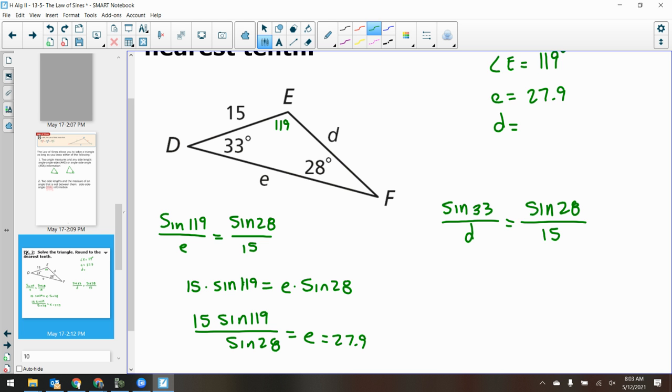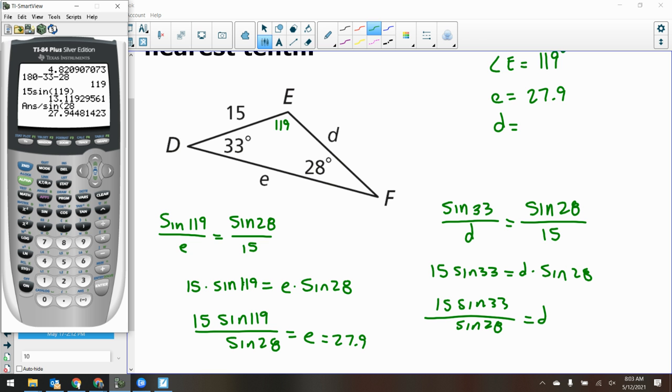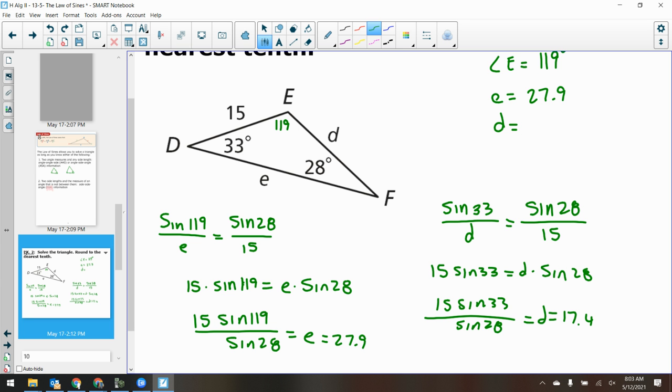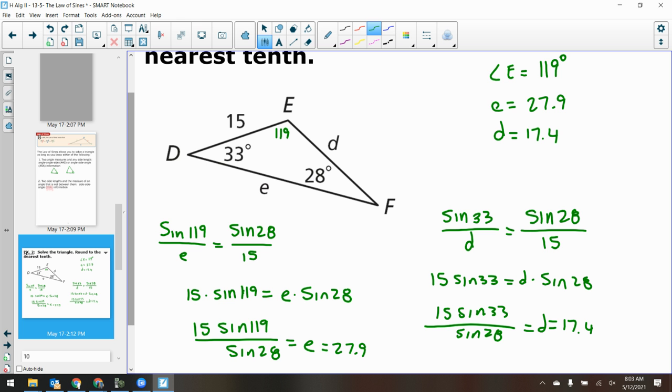And now we again just cross multiply and divide. 15 sine 33 is equal to D times the sine of 28. So I divide over the sine of 28, I get 15 sine 33 divided by sine of 28, which gets me 17.4. Okay, and there's all of my information that I needed to find. Questions about that? No. We good about that? Yeah.